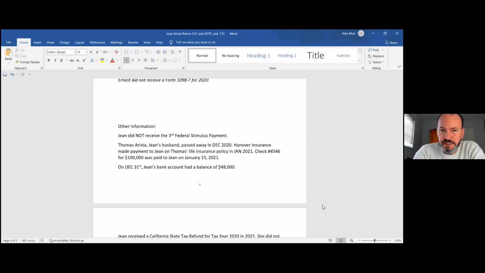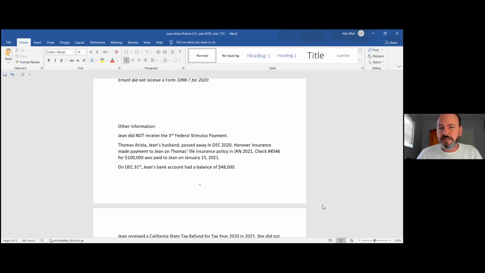Okay, so here's something that you're going to see. Thomas, who was Jean's husband, passed away in December 2020. So we're looking at a tax year 2021 return. He had life insurance, and a payment was made to his surviving spouse in calendar year 2021. I've seen this a lot. When you have an insurance program like this or a payout, there's no tax consequence, none whatsoever. Jean and or her husband were paying premiums on this policy. Thomas passes away, the surviving spouse gets a check.